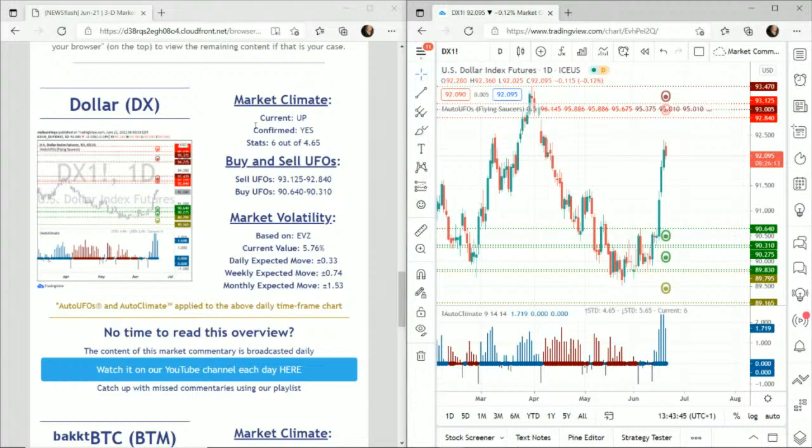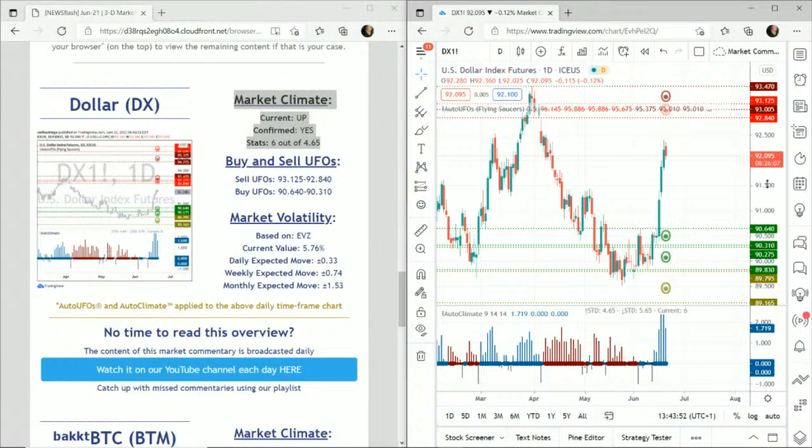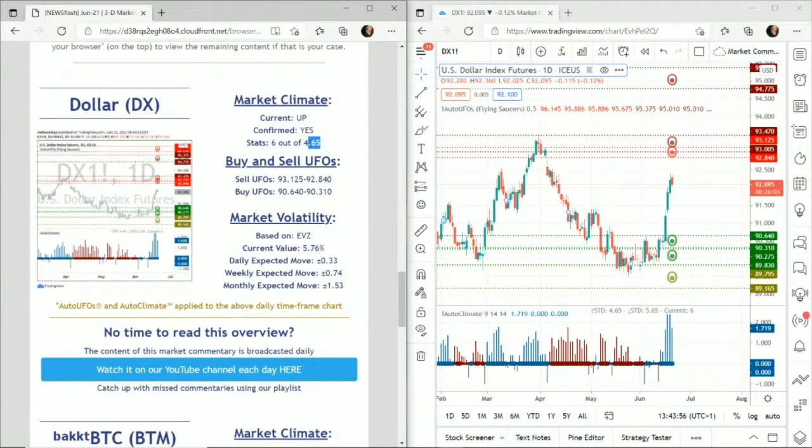So when it comes to the US dollar, we see that we have a confirmed upwards climate, thick blue dot, probability up. No surprise there when we're looking here at the chart. Usually the market goes up for 4.65 candles, so call it 5, and we're on candle number 6. So we've gone just past what's normal, but still overall probability significantly up here.